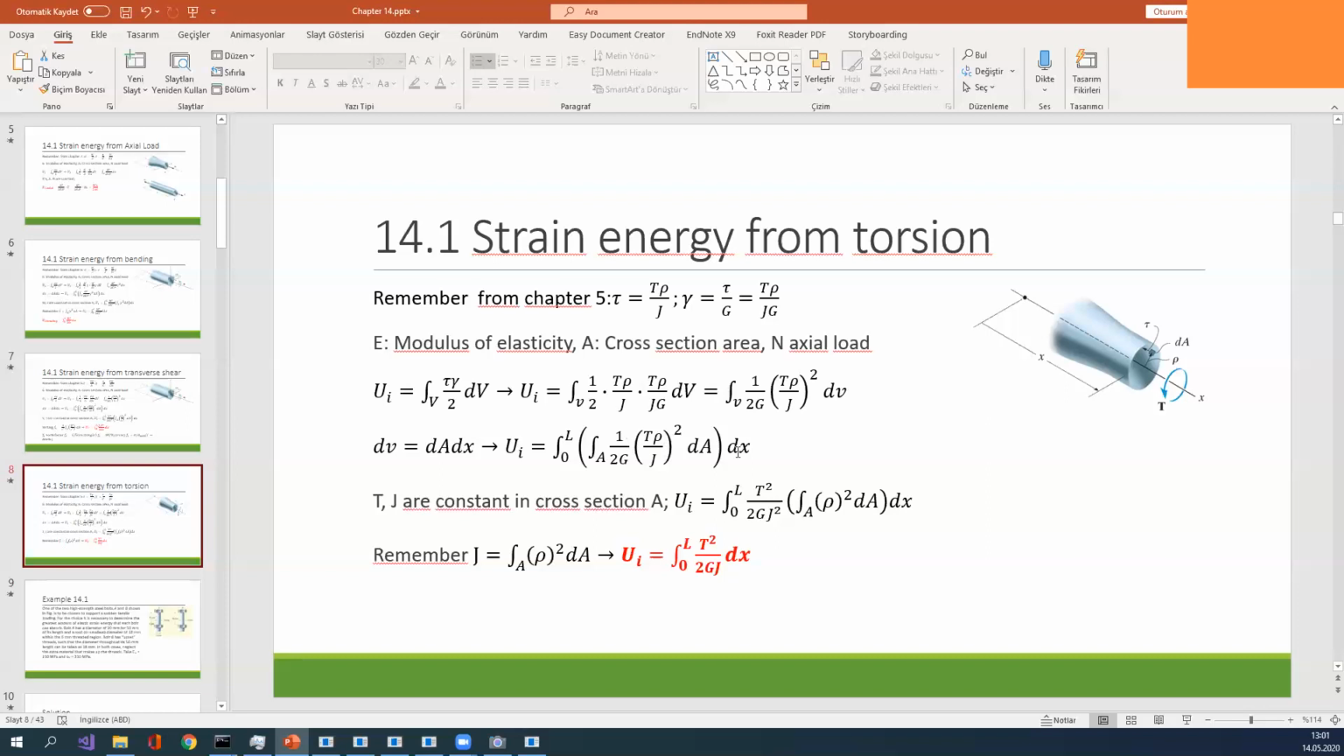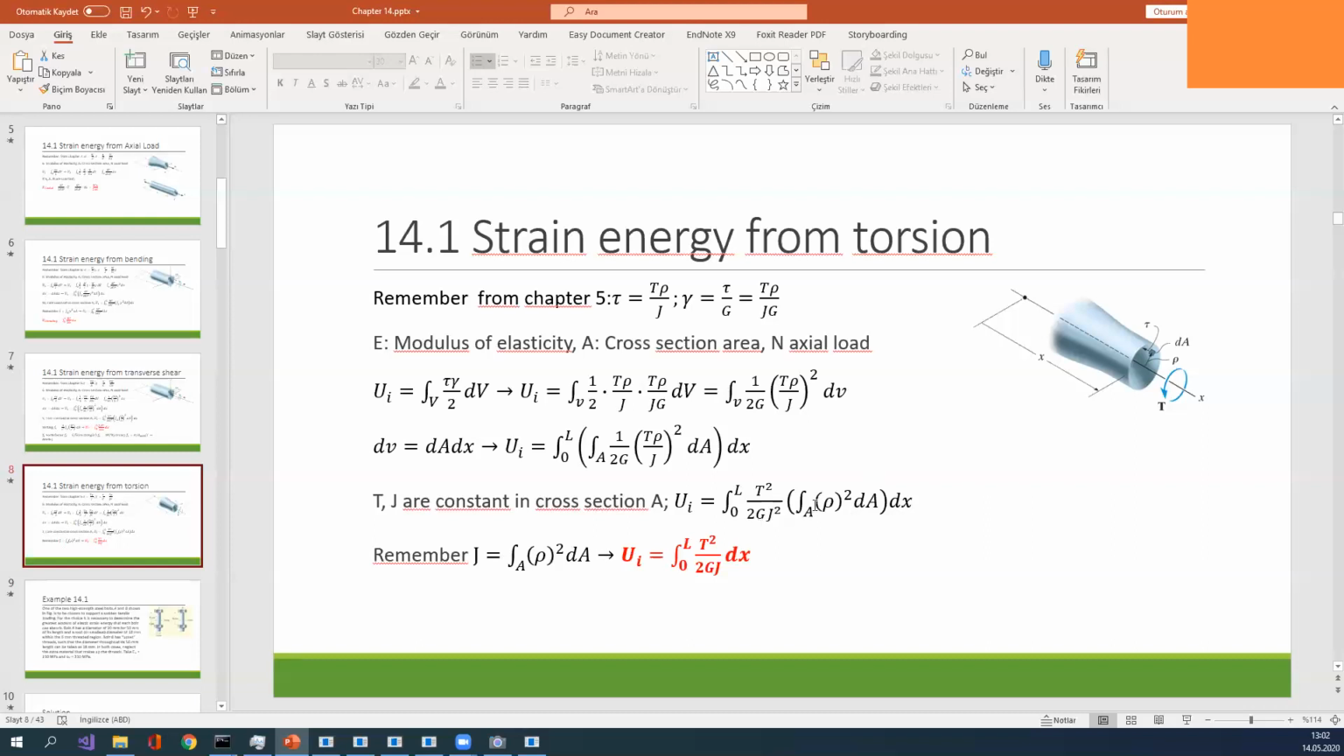Similarly to bending and transverse shear, if I write dV as dA times dx, the integration becomes like this. Also, T, G, and J are constant in the cross-section A, therefore I can move these terms out of the integration. In the integration, only rho squared dA remains, and maybe you remember or not from the statics course, this is equal to the polar moment of inertia. Therefore, I can write J instead of this term.